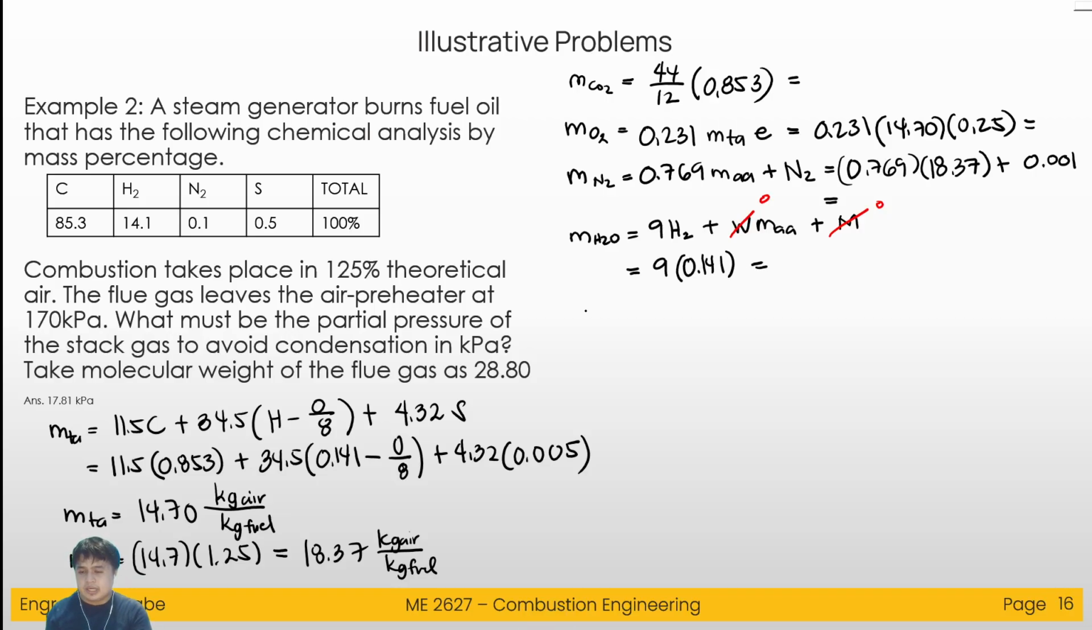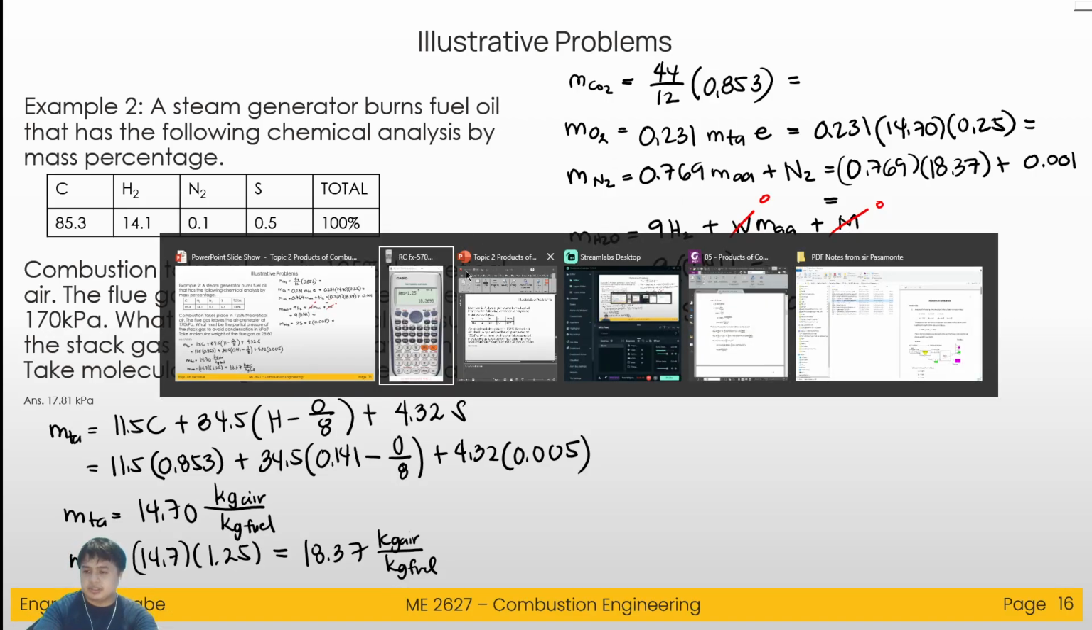Okay, and then you have the mass of the sulfur dioxide. So we have sulfur here, so sulfur dioxide. This will be just 2S, no? So 2S, which is just 2 times 0.5. So divide this by 100, 0.005. Okay, so we can calculate everything together.